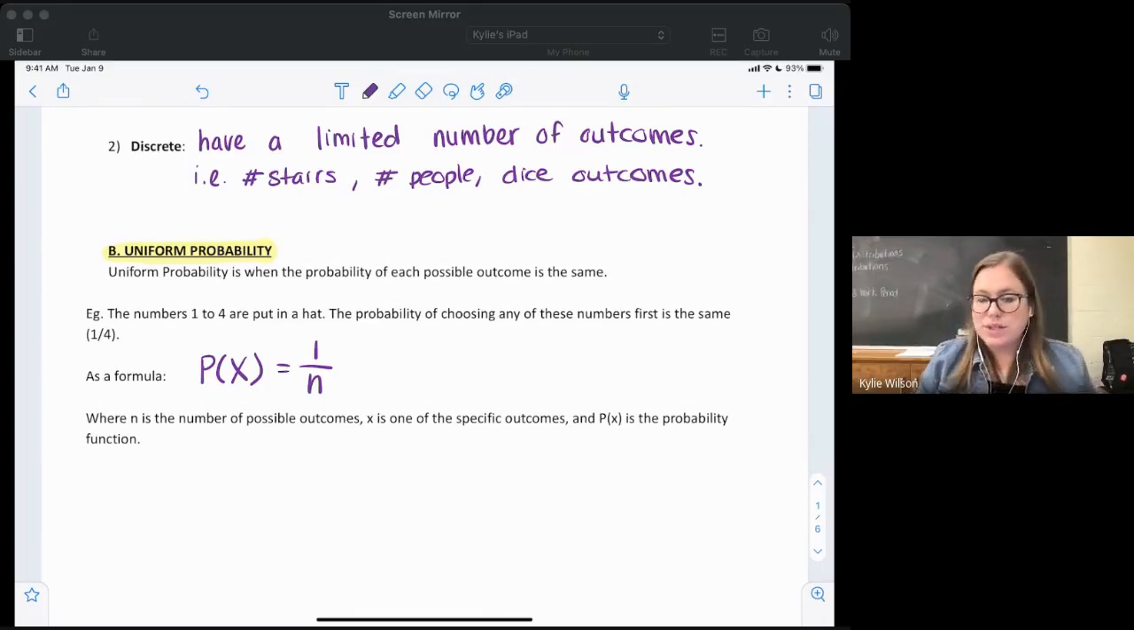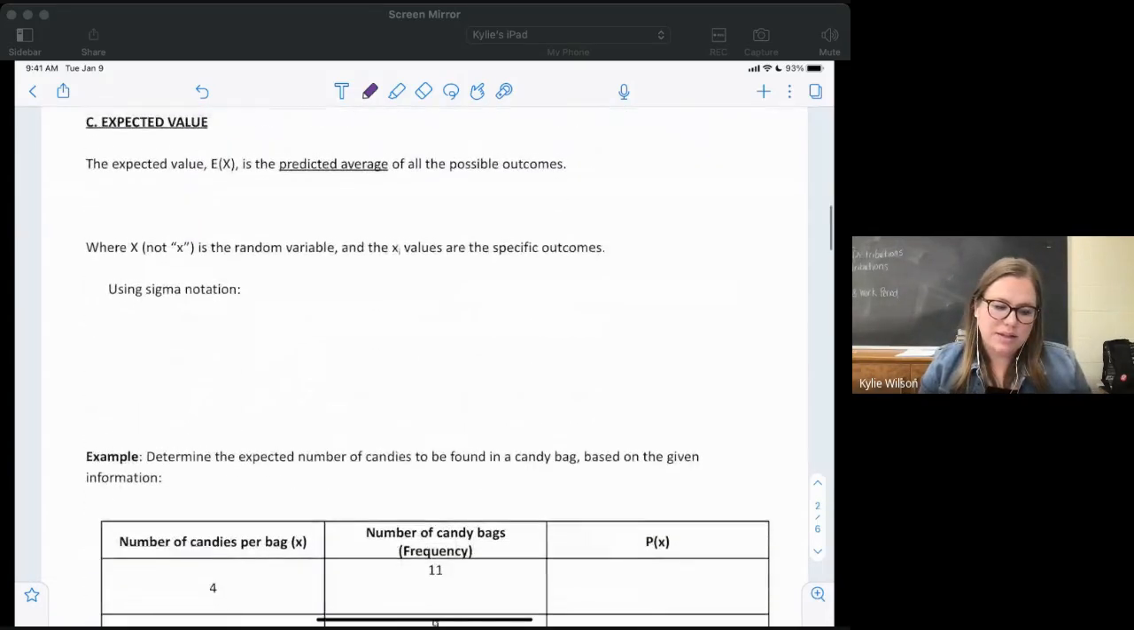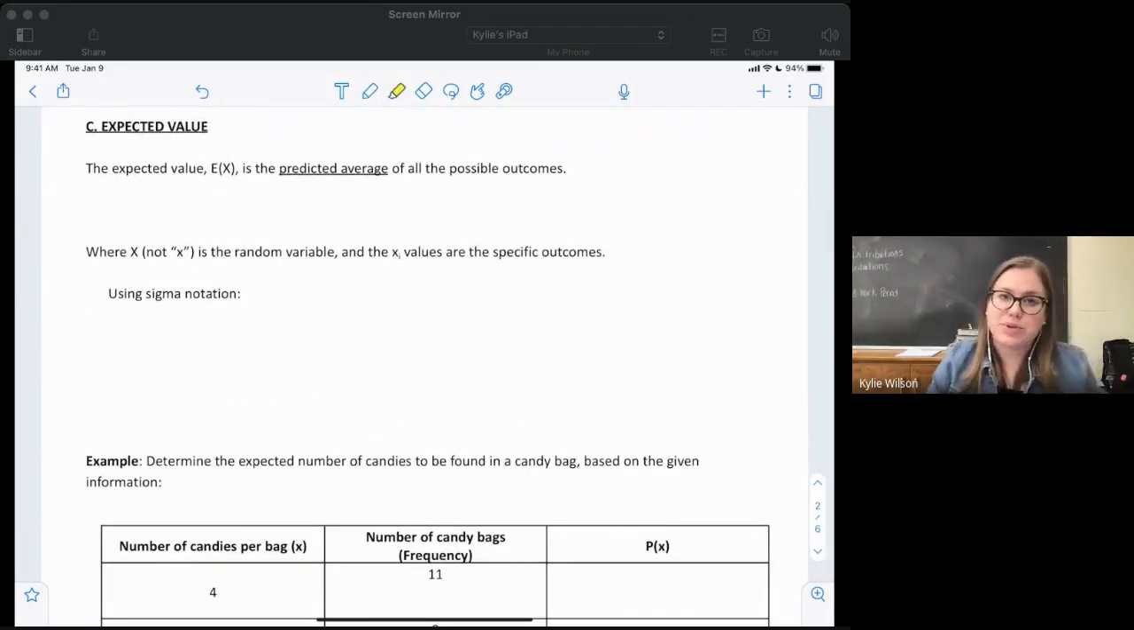So that is our first two pieces we need to talk about. And now we have one more. And this next one is the one that we're really going to use a lot and is really the main piece of our lesson today. So the last thing that we need to introduce today is what's called expected value. Now, expected value, denoted by E of X, so that's a capital X representing our random variable, is the predicted average of all of my possible outcomes.